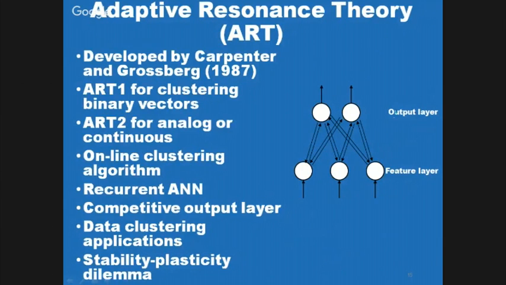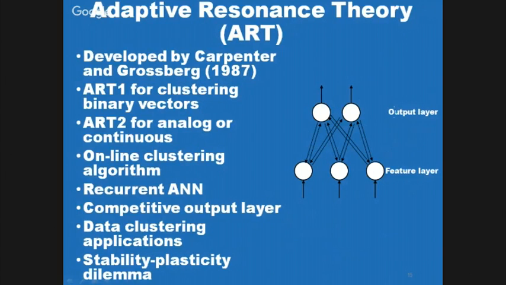Now this is an online clustering algorithm. It is a recurrent type of network, which we have already done, and it also has a competitive output layer. Competition is done in the output layer, so the winning cluster takes care of the pattern. For data clustering applications, it has a very specific problem, the stability and plasticity dilemma.